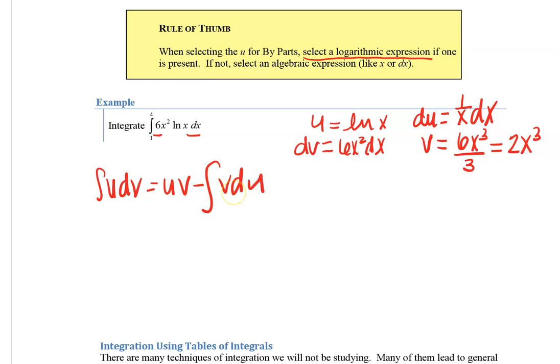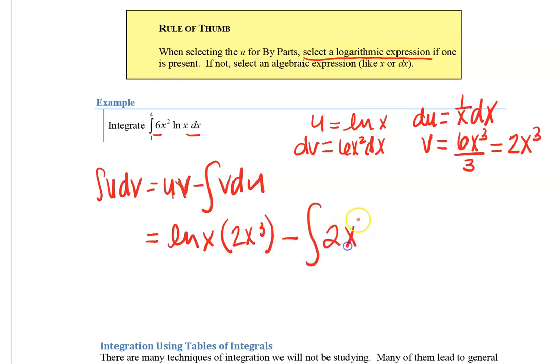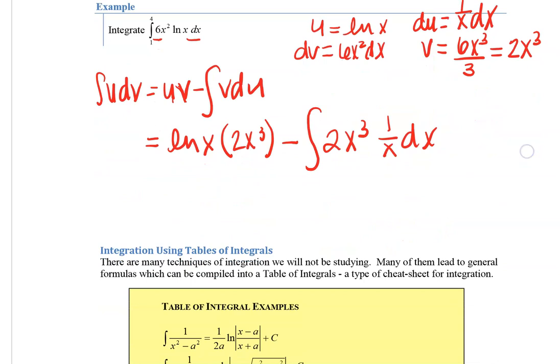Now, when I write out my u's and v's, I always make sure my v is very much pointed at the bottom with my handwriting, and my u has the stem coming off of it so I can correctly distinguish what is what. So this is going to be equal to u, which is ln x, times v, which is 2x cubed, minus the integral of 2x cubed du, which is 1 over x dx. So let's clean this up in the next step.